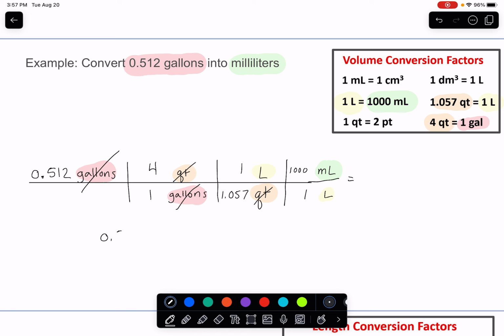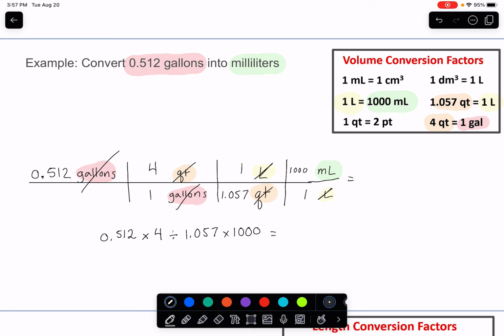All right, so for this one, to plug this into my calculator, here's how I'm going to do it, 0.512. Next to that, oops, I forgot to cross off liters. Next to that, it says 4 quarts over 1 gallon. The 4 is in the top, so I'm going to multiply by 4. Then the next fraction, the 1.057 is in the bottom, so I'm going to divide by that number. And then the 1,000 is in the top, so I will multiply by that number.